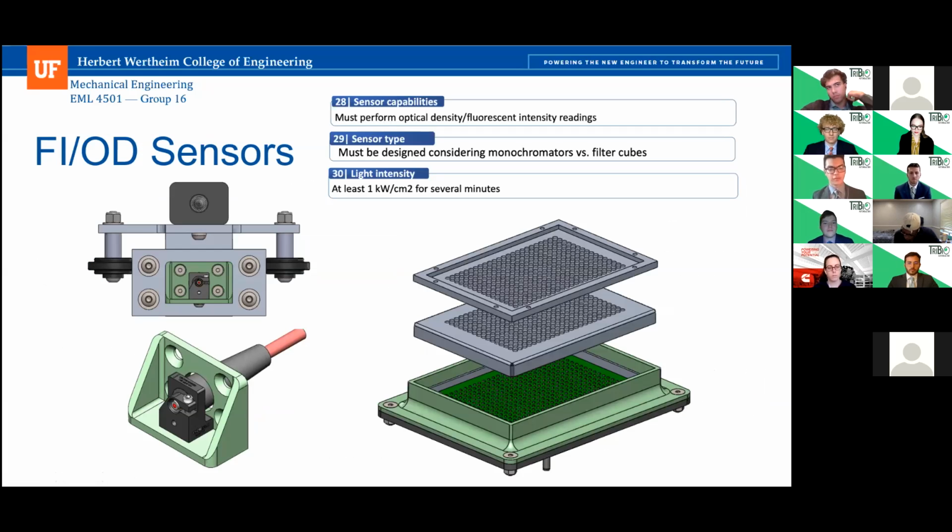For our fluorescent intensity and optical density sensors, we use a laser mounted on the gantry. And we have independent mounting configurations of PCB boards with photodiodes for well plates and conical tubes, which we will go into more detail about a little bit later in the presentation.